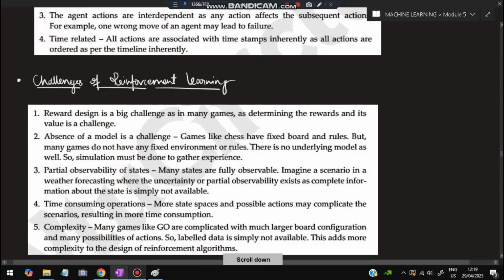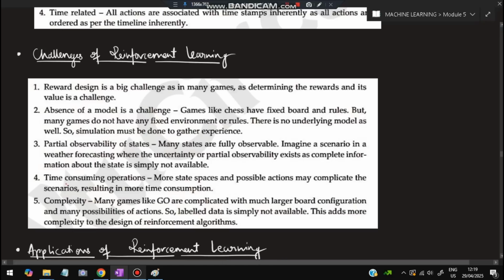So now, what are the challenges in reinforcement learning? Reward design is a big challenge. Where to keep the reward, that is a big challenge. Absence of a model is a challenge. We don't have specific rules related to it. Partial observability of the state, we cannot see all the states at the same point of time. It is time consuming, and it is more complex.